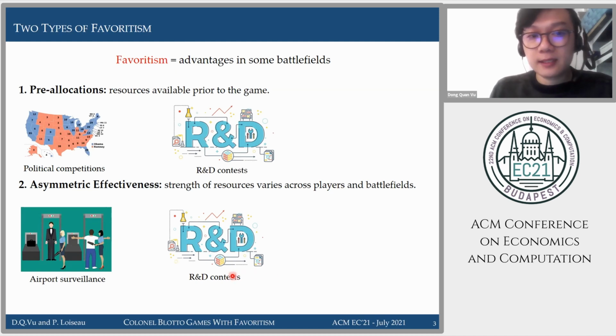In the R&D context, this also appears because different companies have different machines, different technology, and different research teams that have different strengths and different weaknesses in different areas.